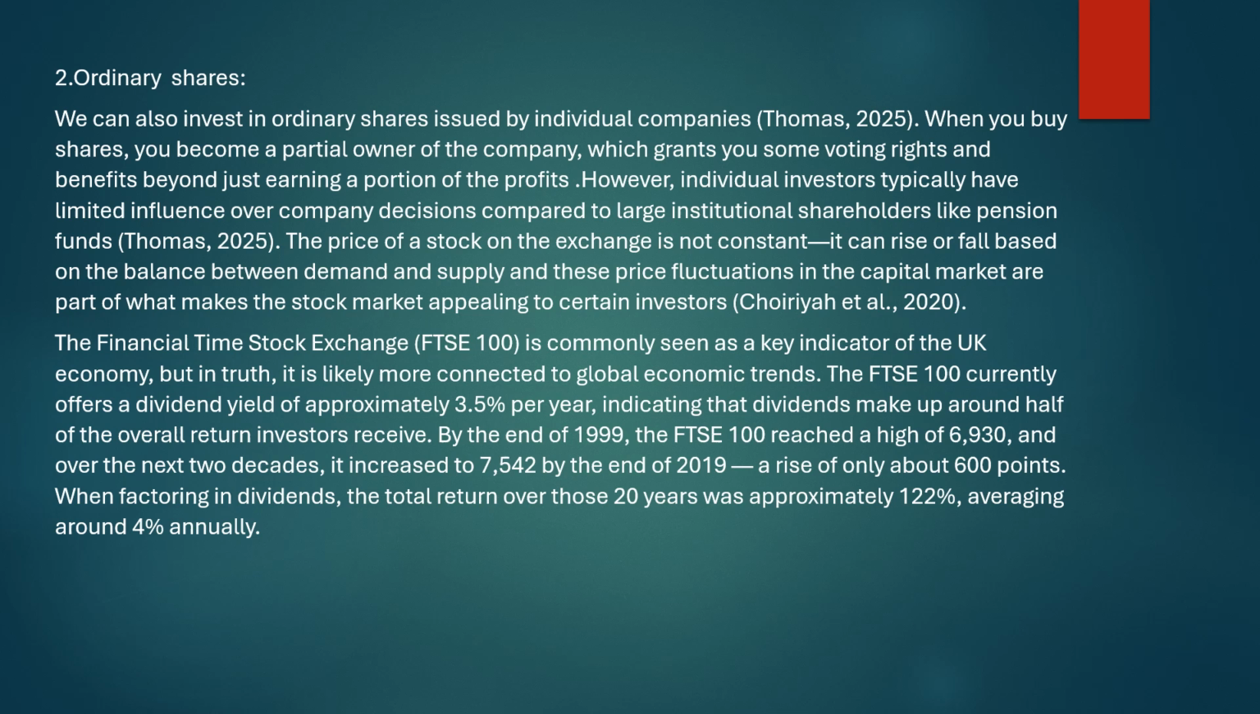The FTSE 100 currently offers a dividend yield of approximately 3.5% a year, indicating that dividends make up around half of the overall return investors receive. By the end of 1999, the FTSE 100 reached a high of 6,930, and over the next 2 decades it increased to 7,542 by the end of 2019, a rise of only about 600 points when factoring in dividends.